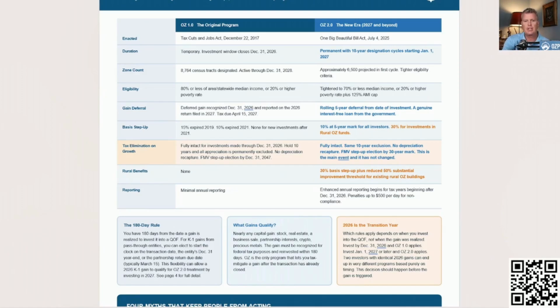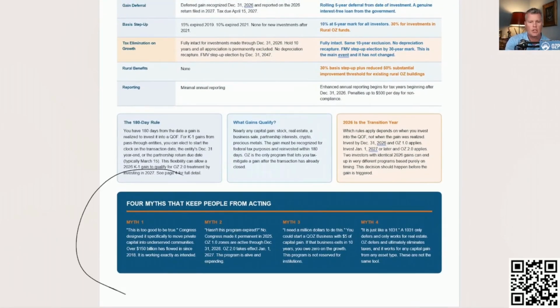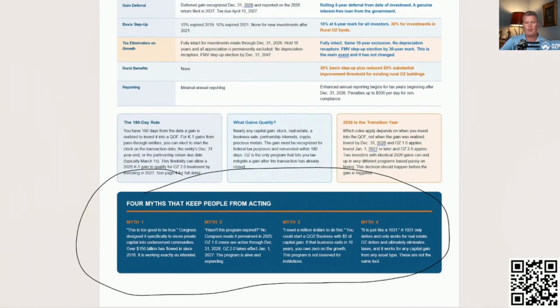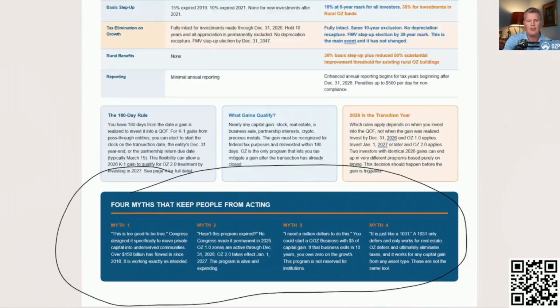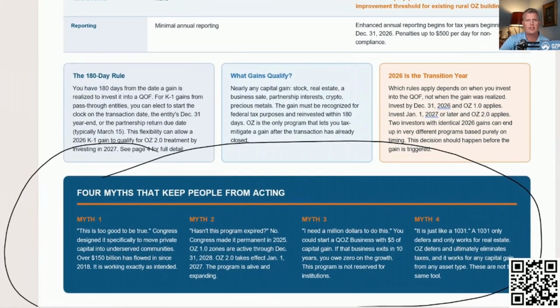The myth section is down at the bottom of the page here, right? These are the 4 myths that keep people from acting and actually doing their opportunity zone deals. This is too good to be true, right? Hasn't this program expired? Or I need $1 million to do this deal. Or it's just like a 1031. That's the way people talk when they're following their limiting beliefs, but you don't talk like that because you now have this cheat sheet that busts those myths.